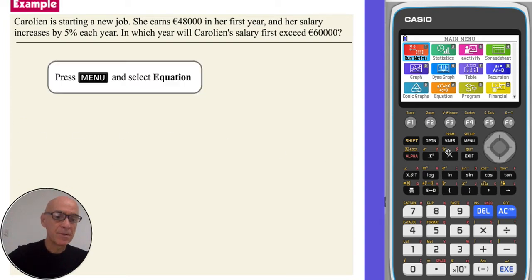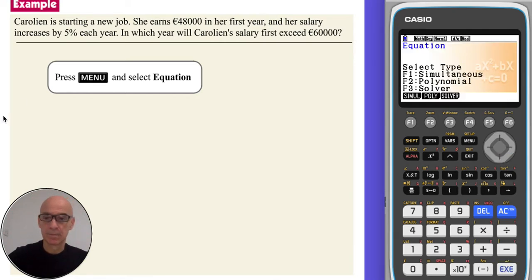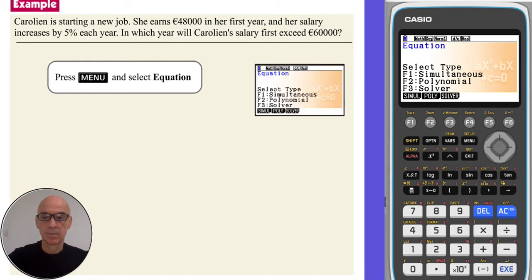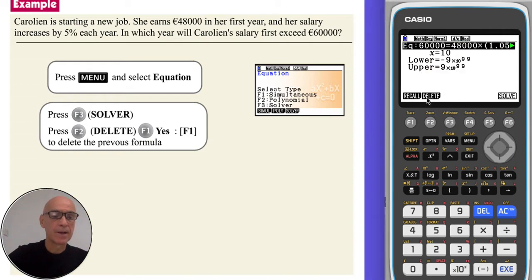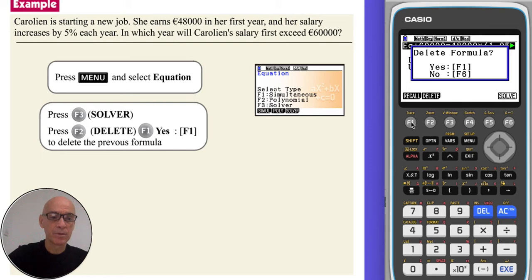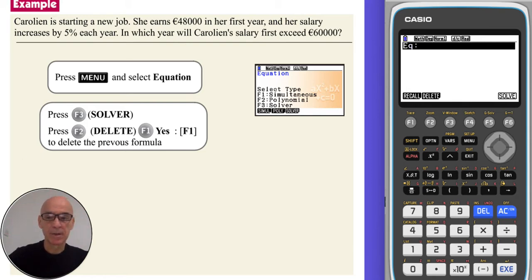From the main menu, if we select equation, and then press F3 for solver, followed by F2 to delete any previous equation, and F1 to confirm the deletion, we're then ready to type in our equation.